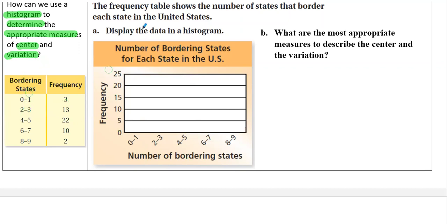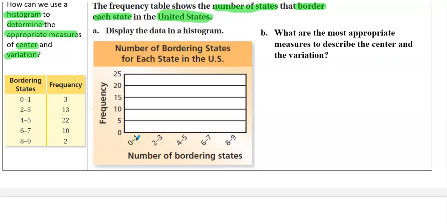Okay, bordering states. So, I should read the question first. The frequency table shows the number of states that border each state in the United States. So like California, for instance, borders Nevada and Oregon, Arizona. So display the data in a histogram, the number of bordering states.